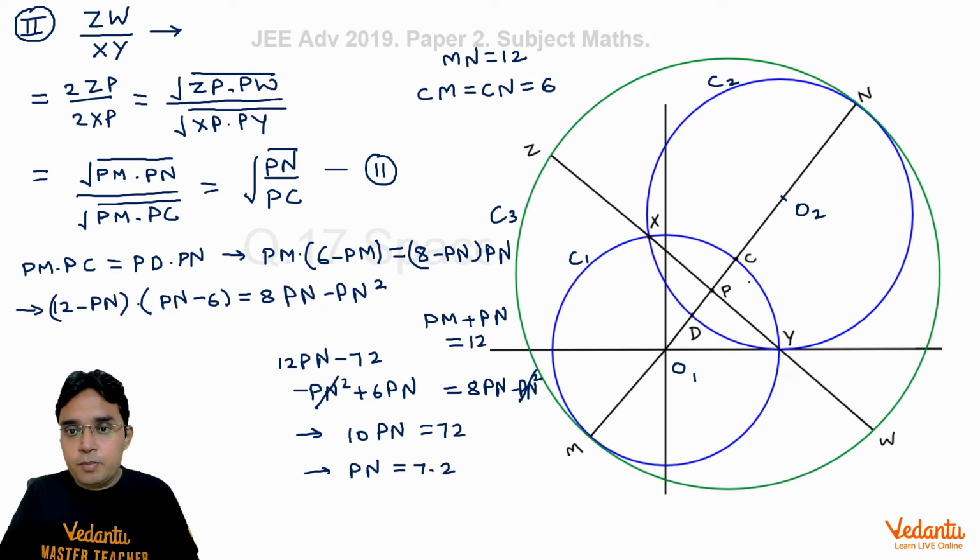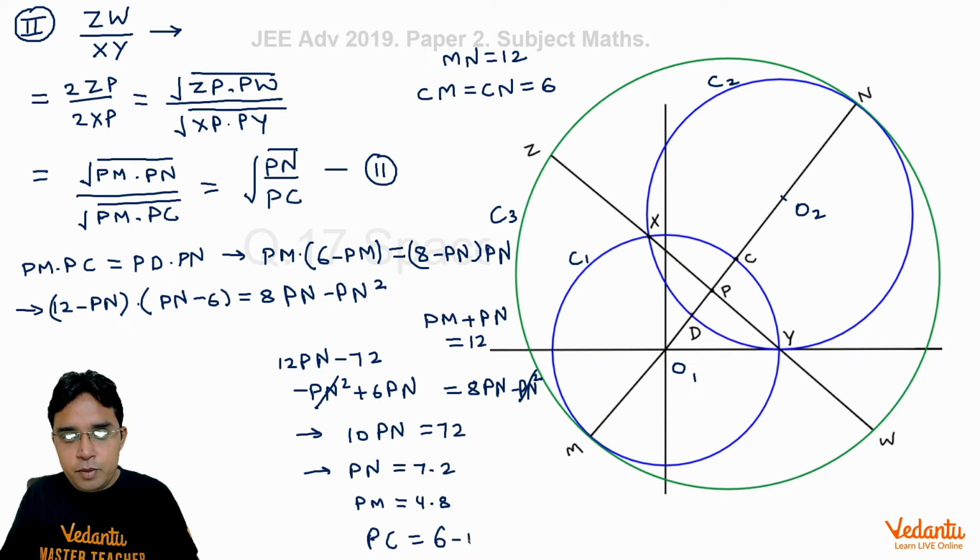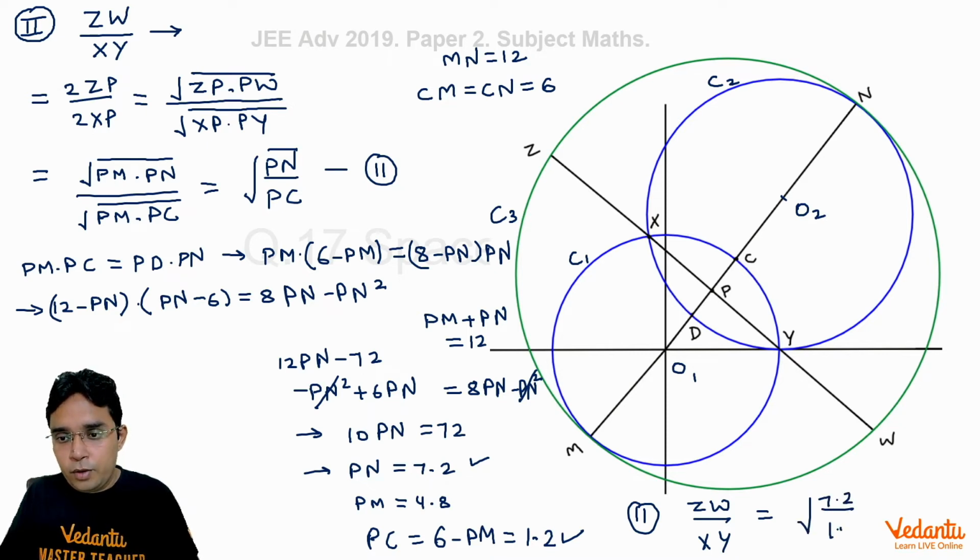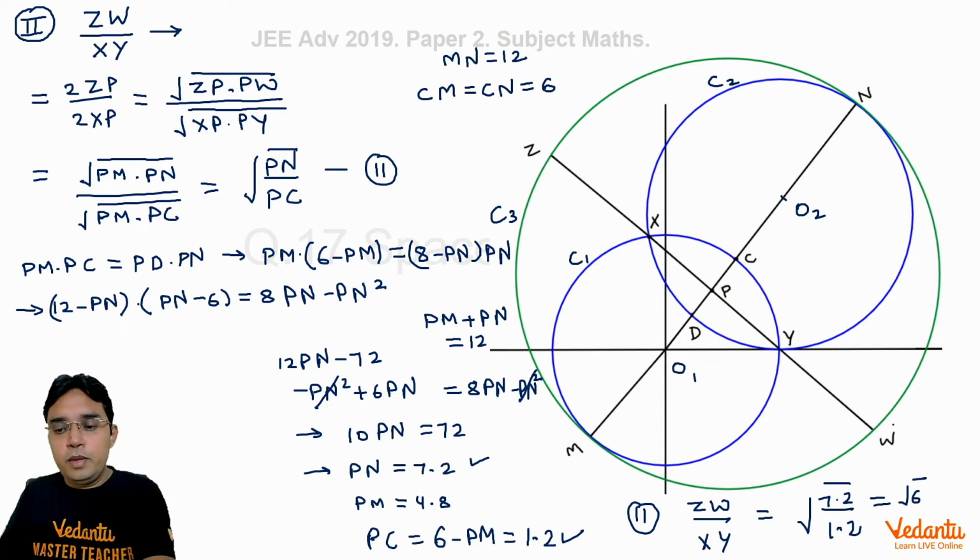Okay, now using this PN we can write PM length to be equal to 12 minus PN, that means 4.8, and we need PC. This PC is equal to 6 minus PM, so this will be coming out to be 1.2. So I think I need this PN and this 1.2 PC length. So from this equation 2 we get this ZW upon XY to be equal to root over 7.2 upon 1.2, that is root 6. So the answer for this second part should be root 6.